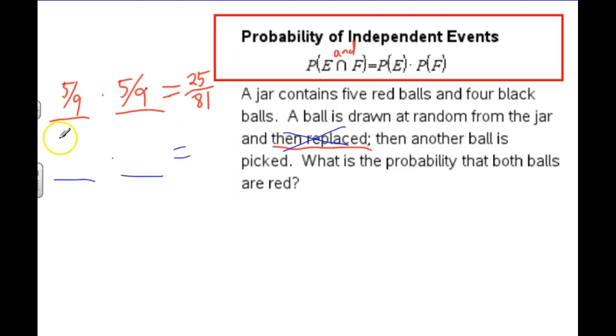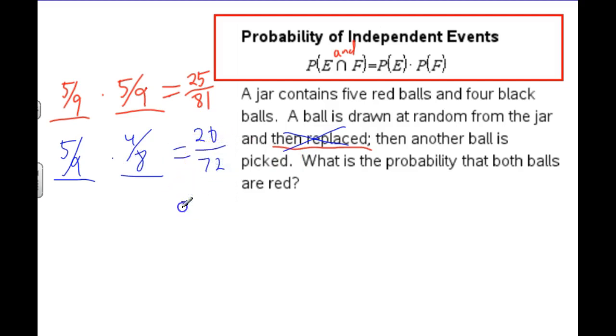You still multiply. So the first probability is 5 out of 9. That doesn't change. But if the first ball you picked is red, now there's only 4 red balls left. 4 out of, and don't say 9, you picked a ball and you didn't replace it. So there are only 8 choices. So the answer here would be 20 over 72.